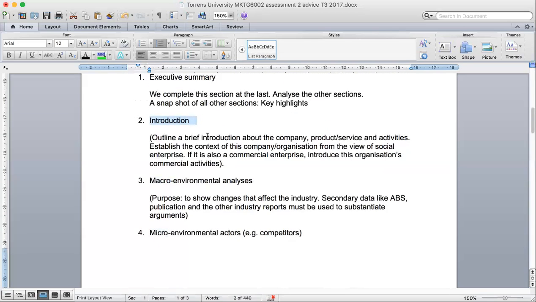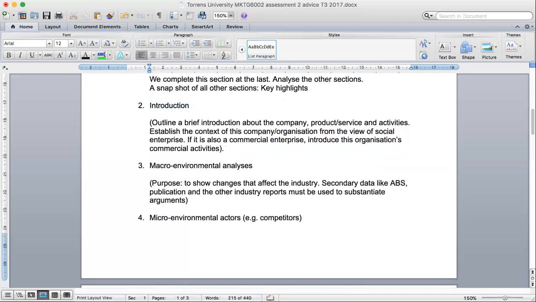Okay, introduction, same thing. You can look at the introduction that you analyzed in your previous assessment, and please make an adjustment to it. And again, I would recommend you to use headings. Outline the brief analysis of the company, the way they operate.